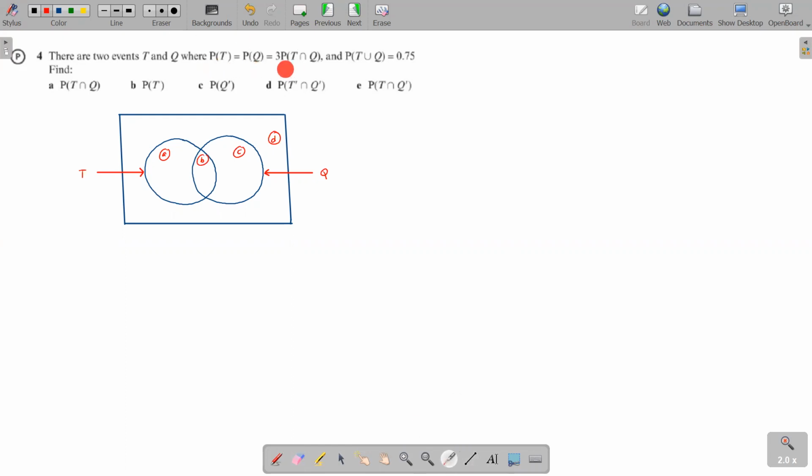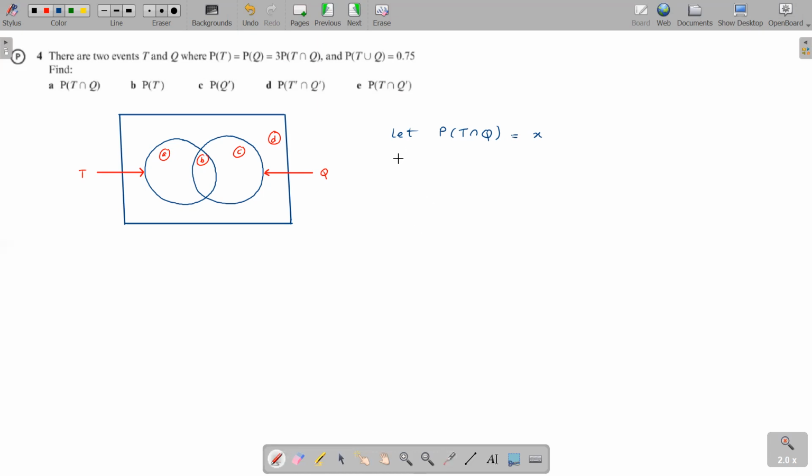Can you see that they have equated three probabilities here? Probability of T is equal to probability of Q is equal to 3 times the probability of T intersection Q. So what you need to do is make use of this information. I think you can see the easiest thing is to use a letter here. Let the probability of T intersection Q be equal to simply X. Just take any letter that you have not used here. It doesn't matter what you use, if it is X or Y. Just use the letter: T intersection Q is X.